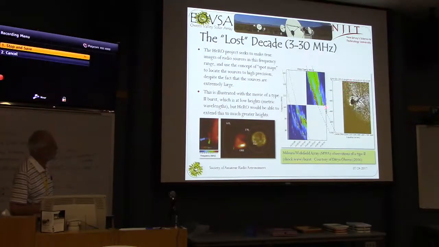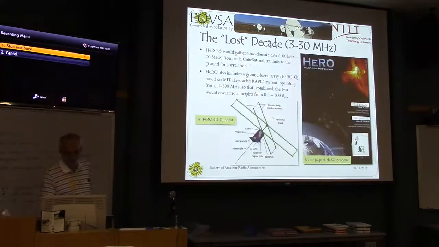So this is a shock-related emission. This is the type 2 burst emission, that is going from higher frequencies to lower frequencies relatively slowly as a result of the shock wave. And we want to move that out. We can do this from the ground at low heights, but we want to move it out into this range, out to 6 or so solar radii.